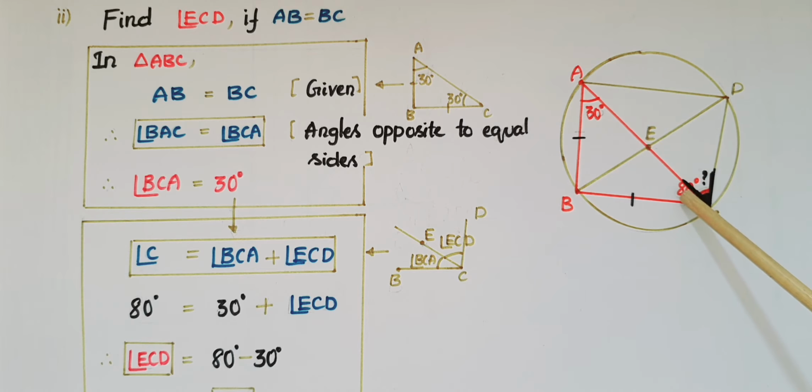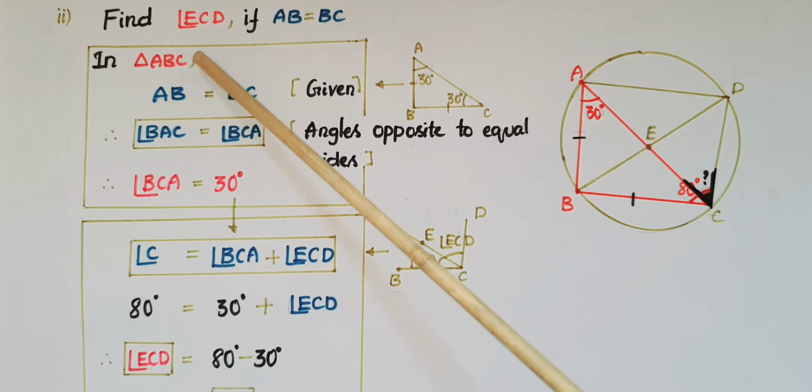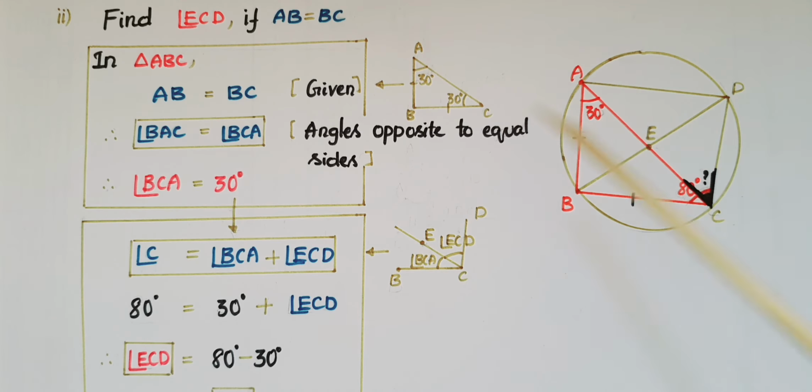So to find this angle, take this triangle. In triangle ABC, AB is equal to BC, that is given. So we know that angles opposite to equal sides are equal. So angle BAC is equal to angle BCA. These two angles are equal. Angle BAC is equal to angle BCA is equal to 30 degrees now. This angle is already given, that is 30 degrees. So angle BCA is equal to 30 degrees.